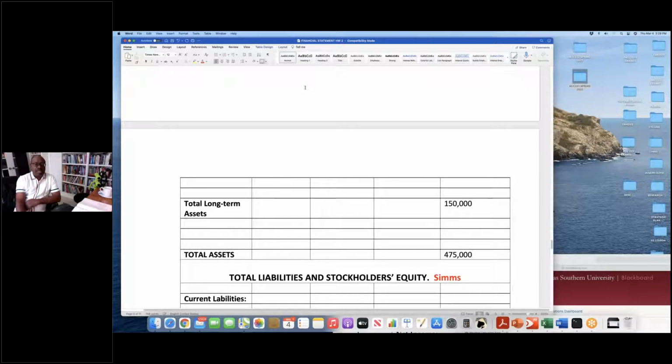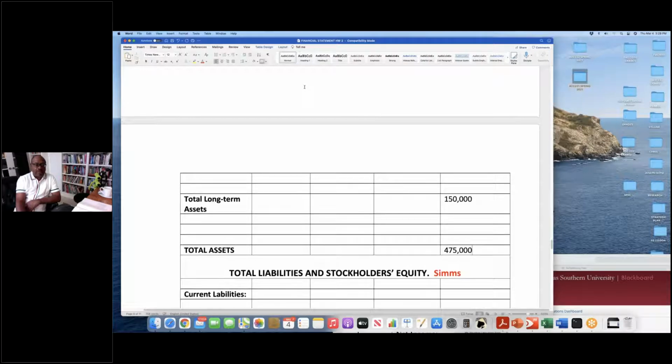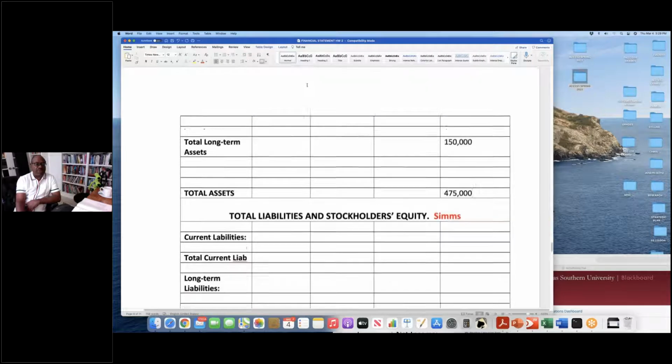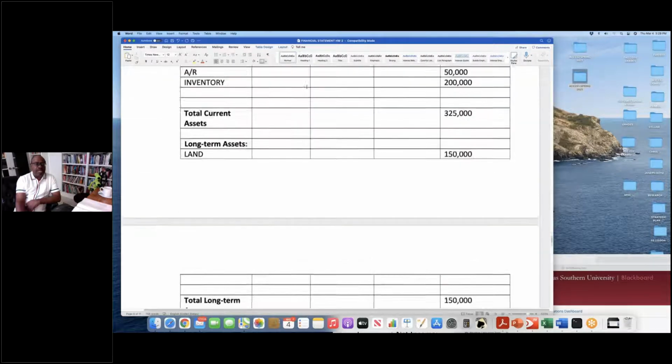Okay, so when we get the total stockholders' equity, we want to see the same thing. So Sims, are we ready?